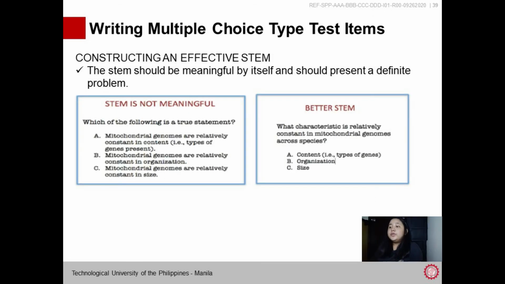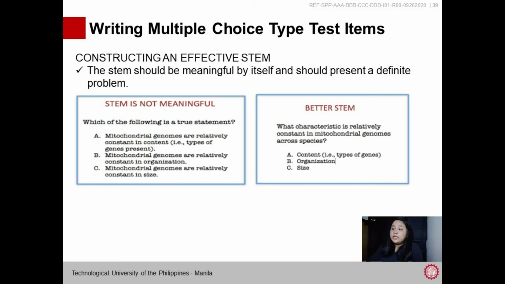Next slide. So, in this slide, we will talk about on how to construct an effective stem. So, in constructing an effective stem, we must at least consider these things. First, the stem should be meaningful by itself and should present a definite problem. So, nakikita nyo naman sa example, yung stem is not meaningful and yung better stem. So, look how the way stem is constructed. Diba? Yung dun sa stem is not meaningful, in-state niya lang or pinahanap lang sa examinees kung ano yung true statement or kung ano yung nagsasabi ng totoo, which is not good constructing of stem.